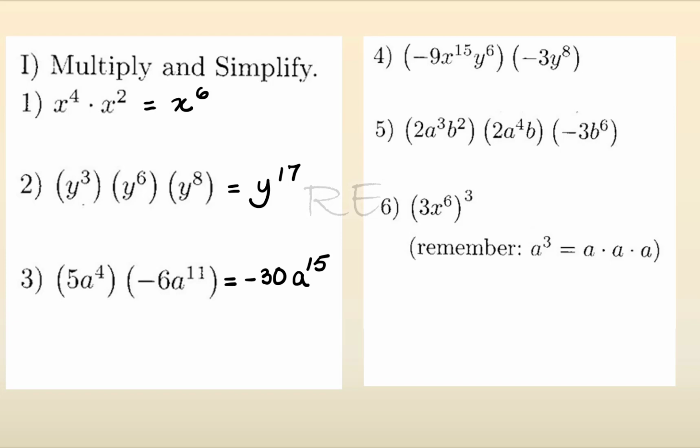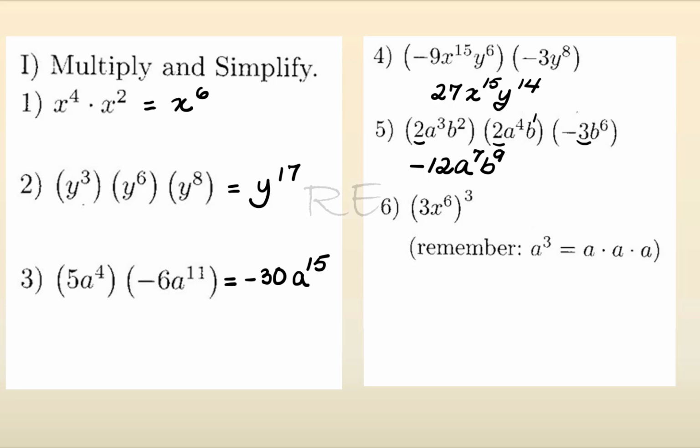Negative 9 times negative 3, positive 27. X to the 15 stays the way it is. It's multiplied by 1. Y to the 6 times y to the 8th. 6 plus 8, 14. Y to the 14. 2 times 2 times negative 3, negative 12. A to the 3rd times a to the 4th, a to the 7. B to the 2nd times b to the 1st times b to the 6.